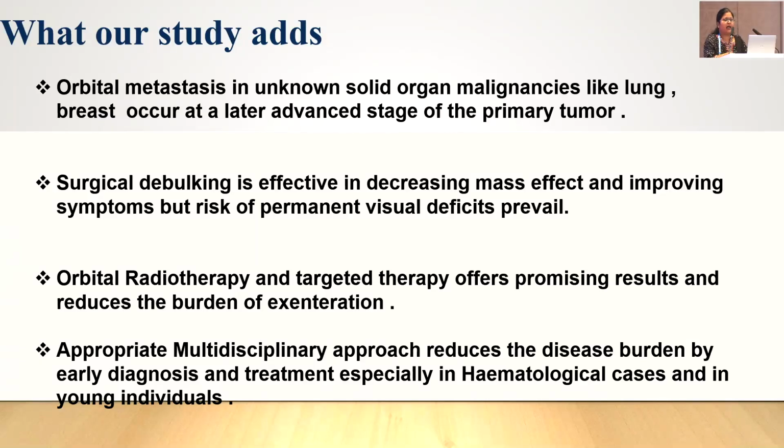So what the study adds is that orbital metastasis in an unknown solid organ malignancy occurs at a later stage, but also can occur at an early stage. Surgical debulking is effective in decreasing the mass effect. Orbital radiotherapy and targeted therapy offer promising results.